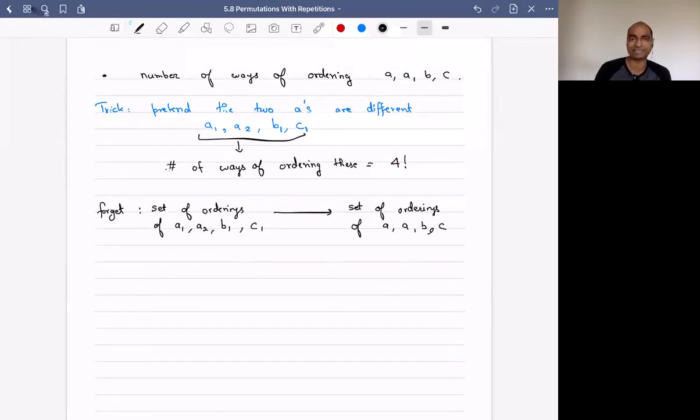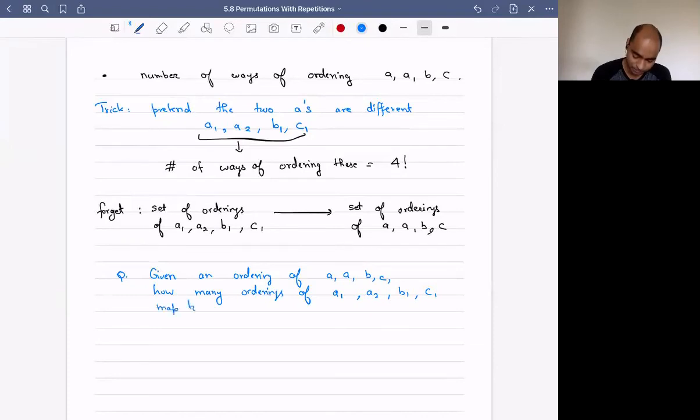Now what's happening? I ask the same question: given an ordering in the target, how many orderings of A1, A2, B1, C1 map to it? And the answer, I can write explicitly. Let me take a fixed example, this ordering: A, B, A, C. Now, how many things in that set map to this? Well, A1, B1, A2, C1 maps to it. But also A2, B1, A1, C1.